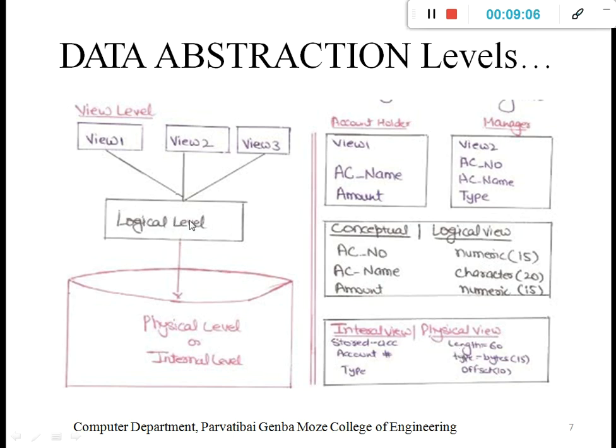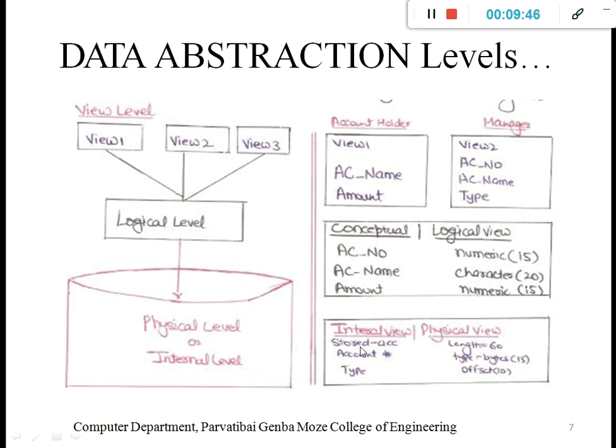Then the logical level is the conceptual and logical view, like an account number with only numbers. When we create a table, it has table attributes like account number, account name, and amount, with particular data types: numerical, character, numeric. The logical level comes with this type of information, but the view level does not know about this information. That's why it is one type of abstraction for the view level.